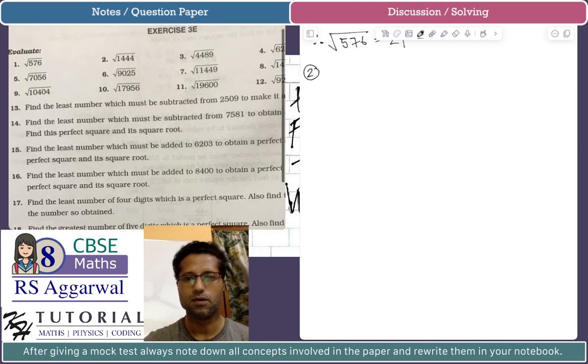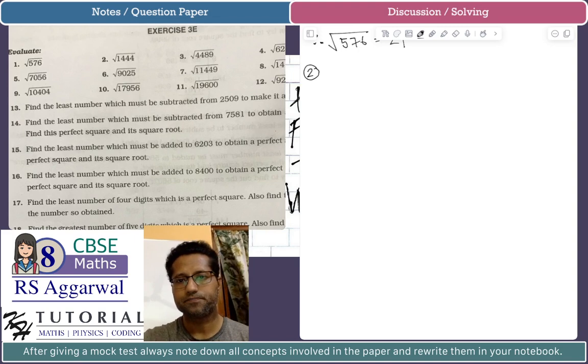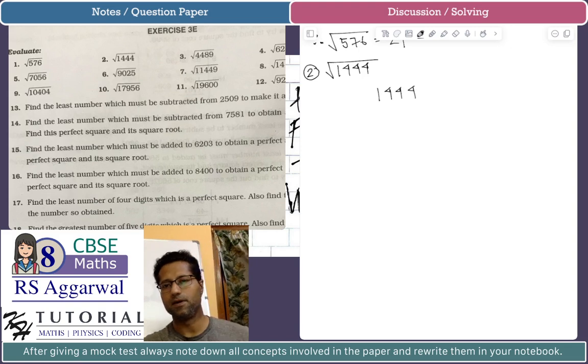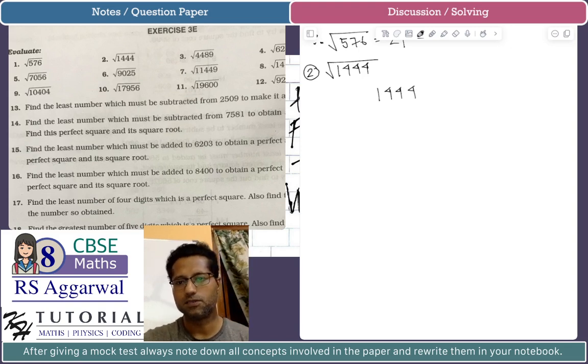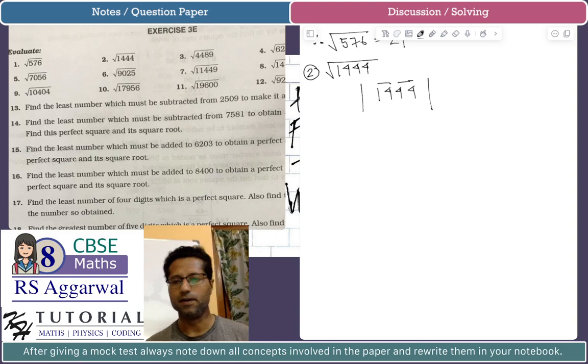So let's see. We have to find the square root of 1,444. Once I create the pairs from the right-hand side, the pairs are 44 and 14. Now I will divide. This is my current dividend. I will have to figure out the divisor.